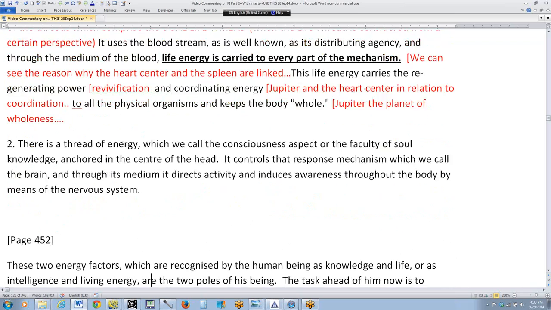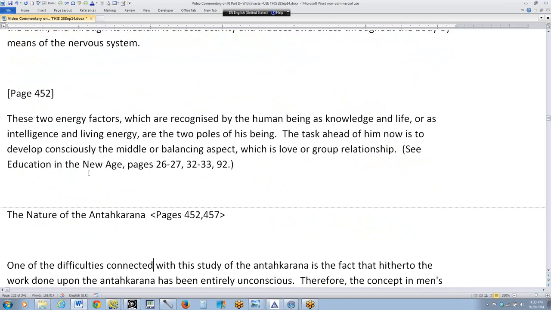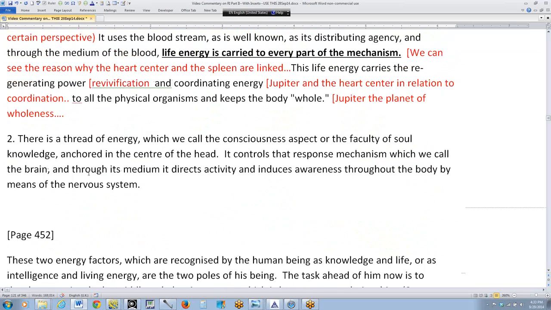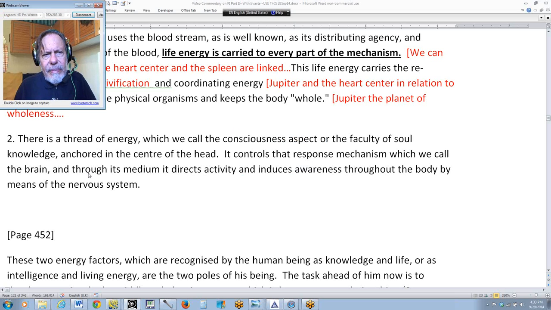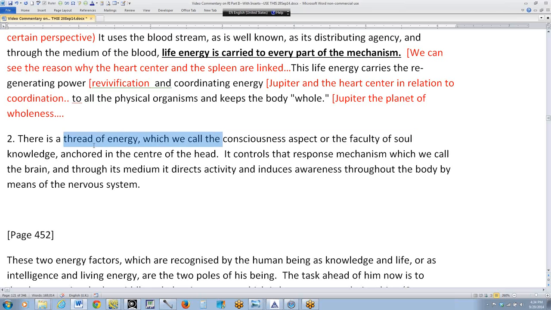Okay, we do remember that the Tibetan is a master in the field of esoteric healing, and that he will be one of those externalizing masters who particularly will teach the ancient healing techniques. There is a thread of energy which we call the consciousness aspect, or faculty of soul knowledge.